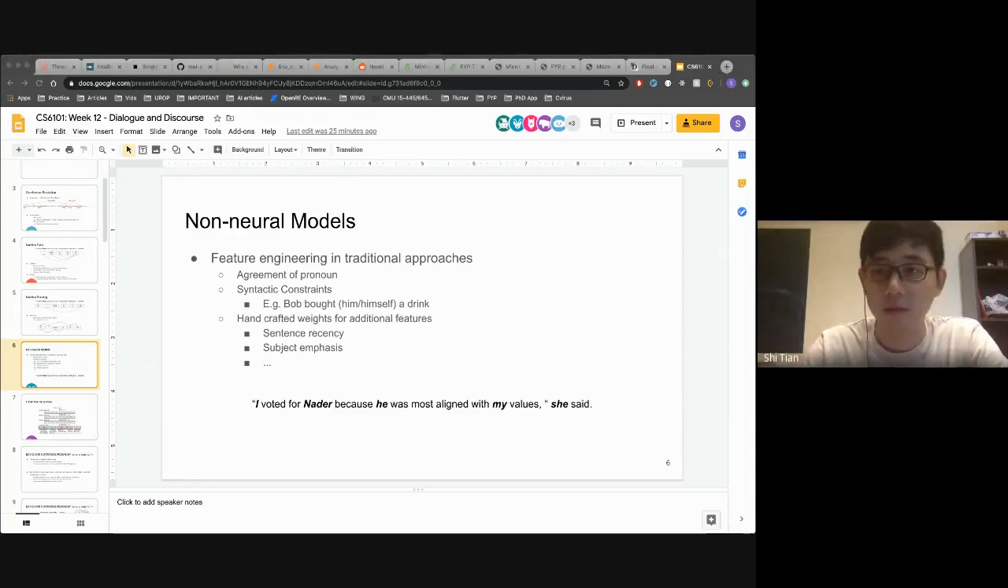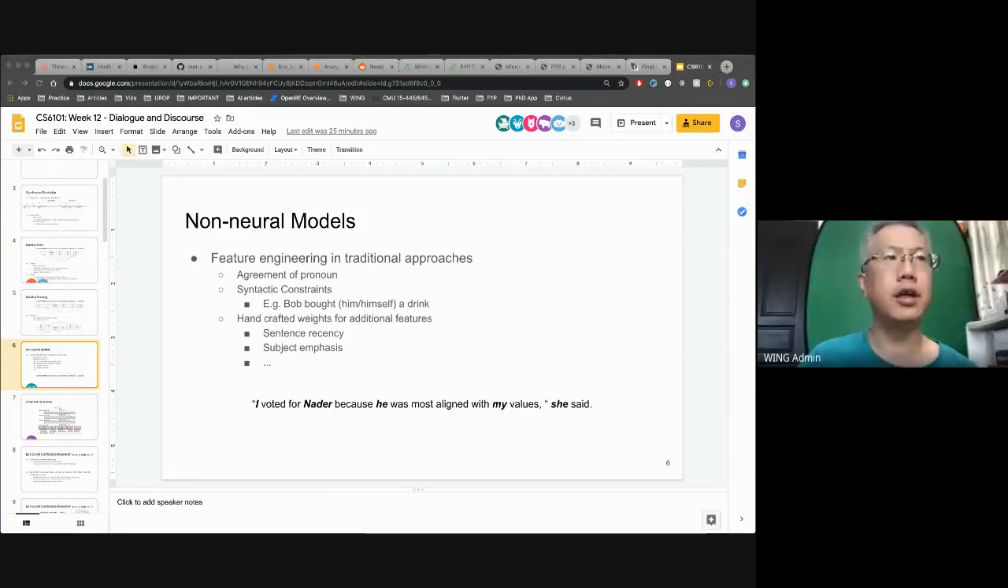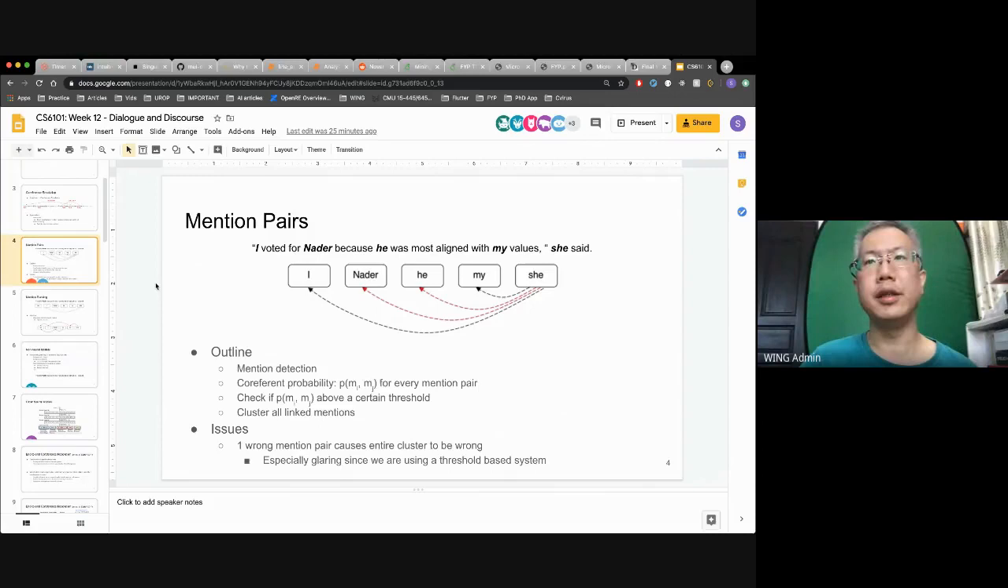Okay, that's a great place to stop for a minute. Let's go back a couple of slides to mention pairs. I'd like all of you to spend a couple of seconds thinking about what difficulties or what features we could use if we were to do it in the basic, traditional machine learning method, where you come up with a bunch of features. Shi Tian went over a couple of them. Can you think of any others that might be used when you're doing coreference resolution?